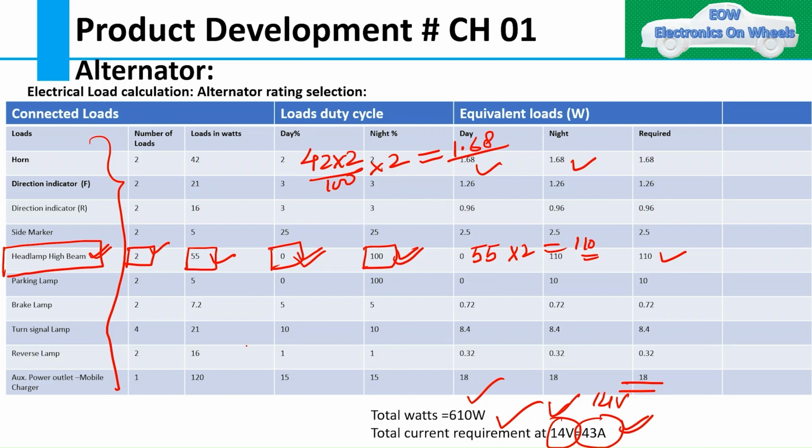Now the battery is also required, right? Battery charging is also required, right? So that also needs to be added here. We will see this calculation when we are doing the product development. But as of now, you just understand how to calculate these alternator ratings. We will discuss this in detail when we discuss product development.